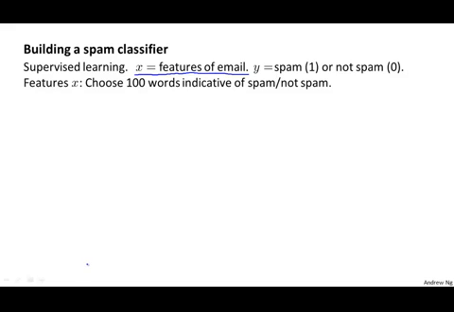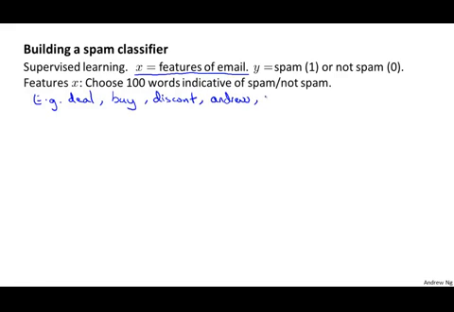Here's one way to choose a set of features for our emails. We could come up with, say, a list of maybe 100 words that we think are indicative of whether email is spam or non-spam. For example, if a piece of email contains the word deal, maybe it's more likely to be spam. If it contains the word buy, maybe more likely to be spam. A word like discount, more likely to be spam. Whereas if a piece of email contains my name, Andrew, maybe that means the person actually knows who I am, and that might mean it's less likely to be spam.